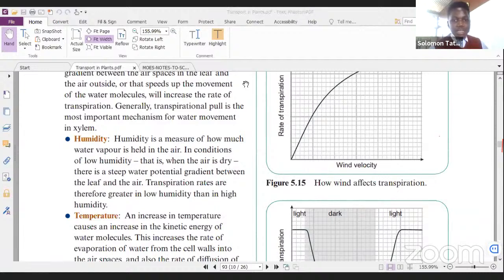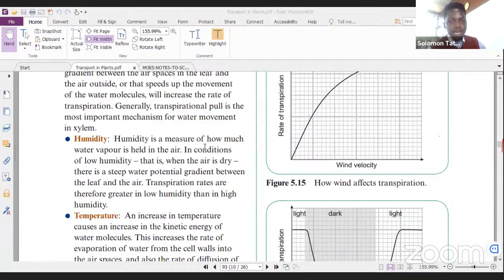The steep water potential gradient is very, very high between the air and the leaf. Therefore, transpiration increases with low humidity. Okay.